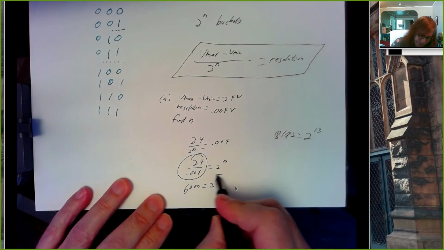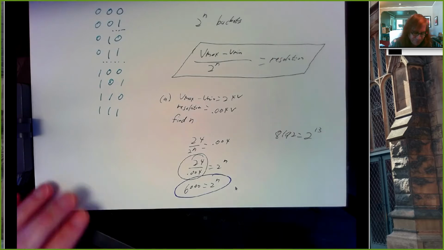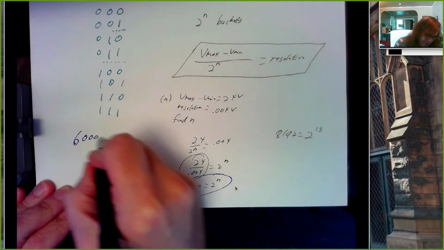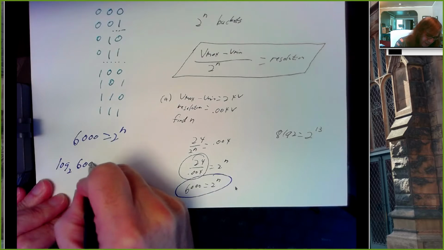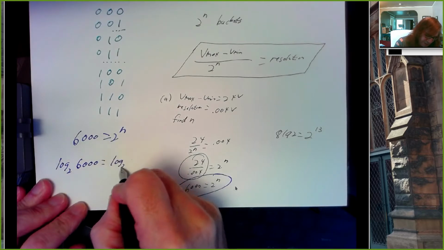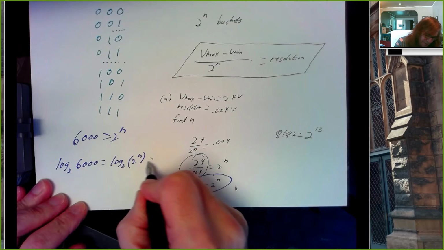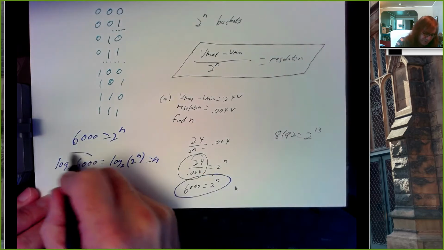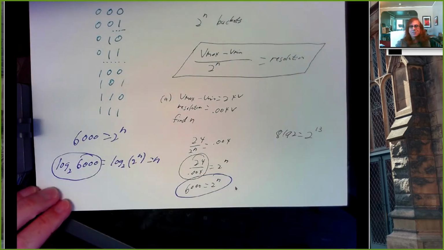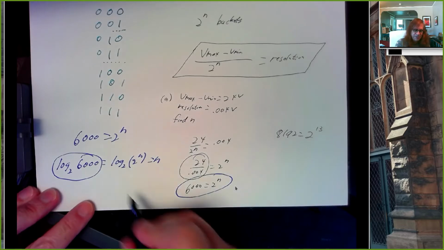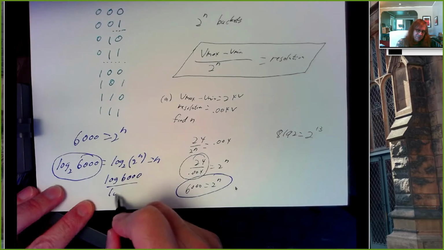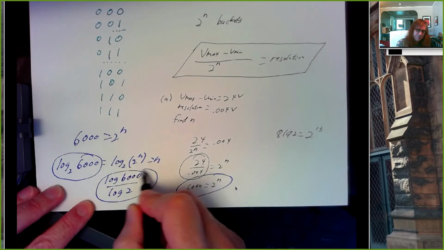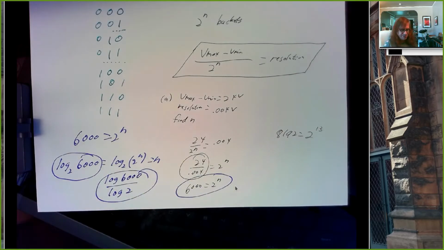So if you know that 6,000 is 2 to the n, and you're okay with logs, the log base 2 of 6,000 equals the log base 2 of 2 to the n, which is just n. So you're really just asking what's the log base 2 of 6,000. And you can do that by taking log base anything of 6,000 over the log base the same thing of 2. And so that should give you 12 point something.